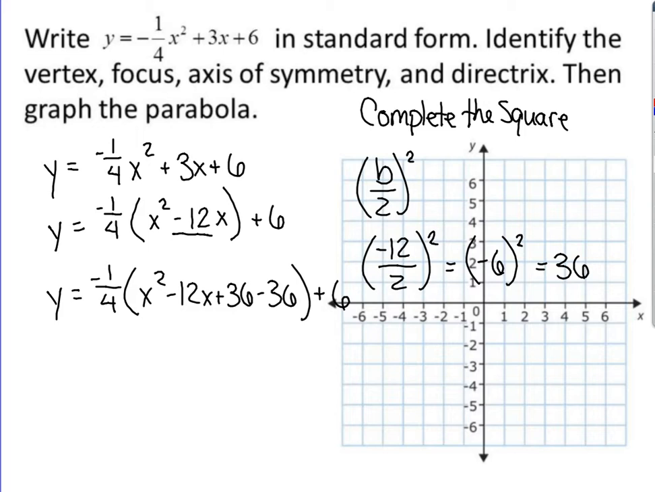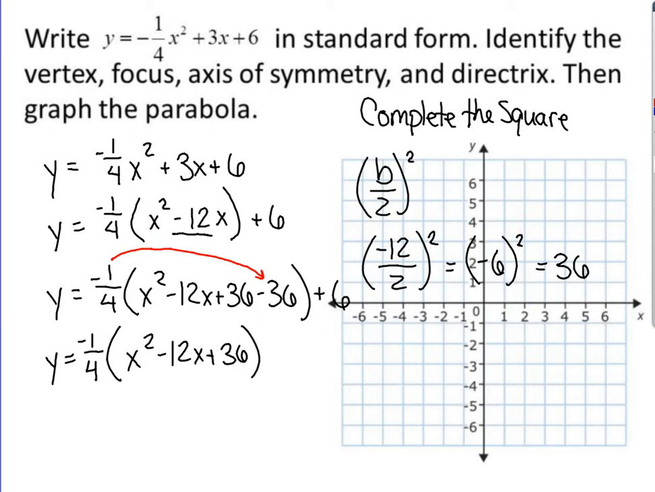Now we actually only need the positive 36 in there to be able to complete the square, so we want to take that negative 36 outside of the parentheses. To do that, we're going to have to distribute the negative 1/4 to the negative 36. When I distribute that, negative 1/4 times negative 36 is a positive 9. Now because we do have a perfect square trinomial inside, we can go ahead and write that. 9 plus 6 gives us 15.